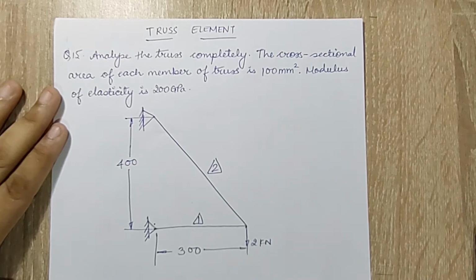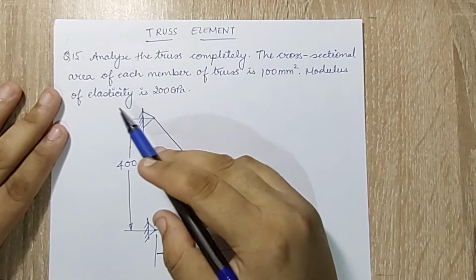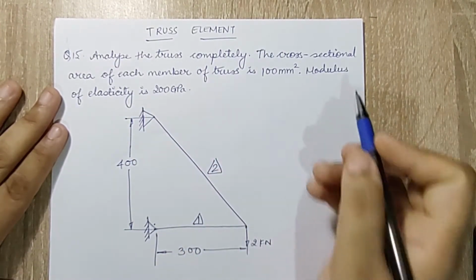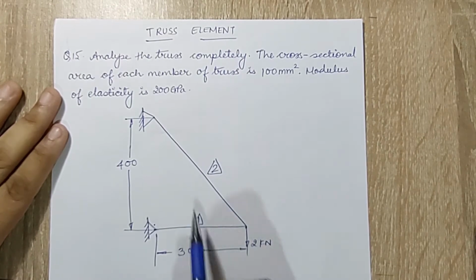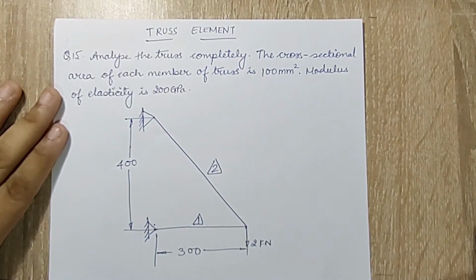I am solving question 15 of Direct Application of E.M.E. Here I am going to start with Truss Element Analysis. Analyze the truss completely. The cross-sectional area of each member of the truss is 100 mm square. Modulus of elasticity E is 200 gigapascal. This is a truss element that is given to me.